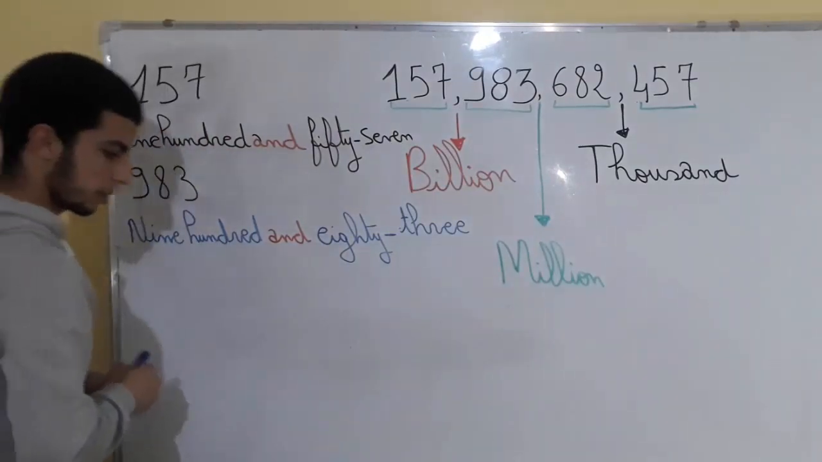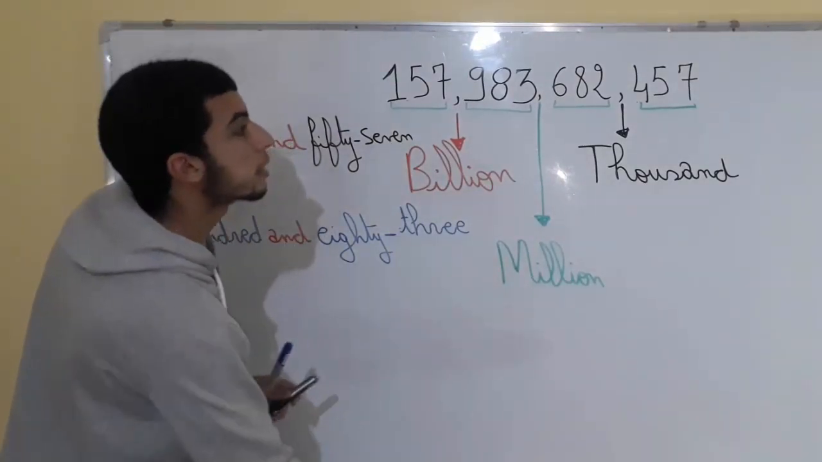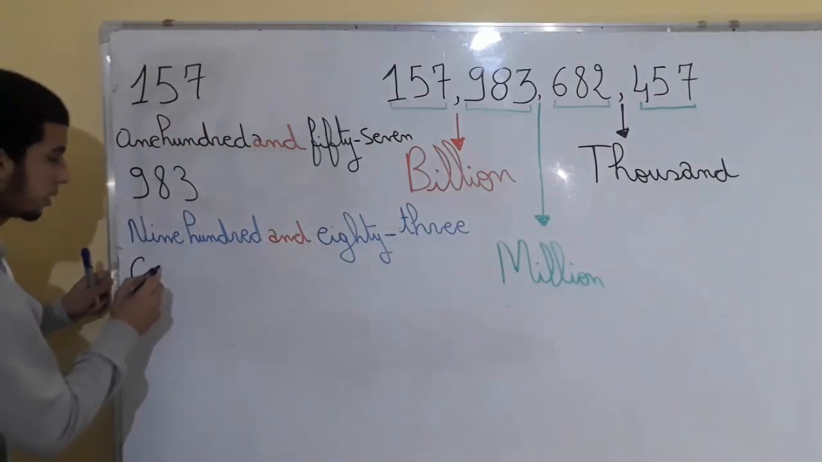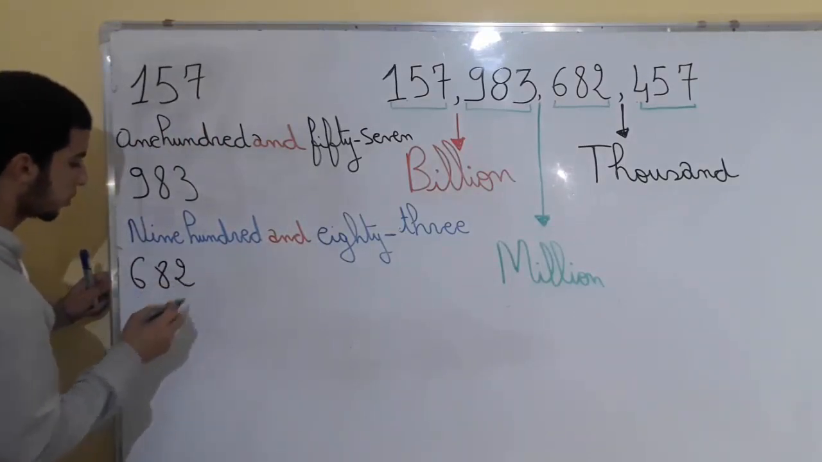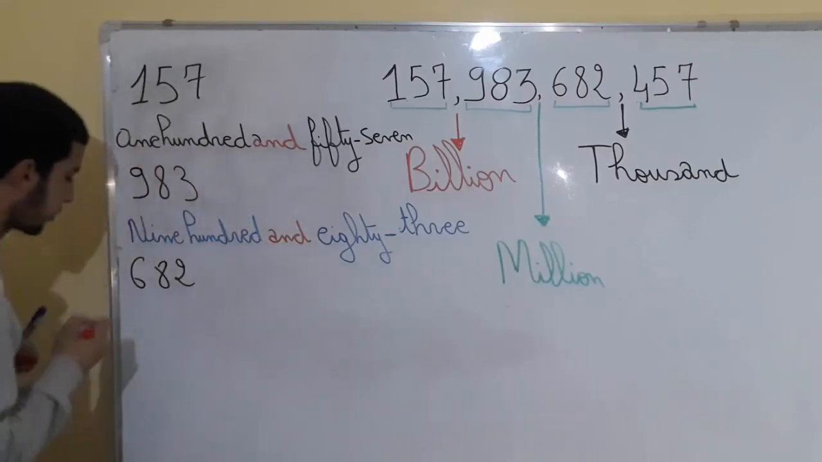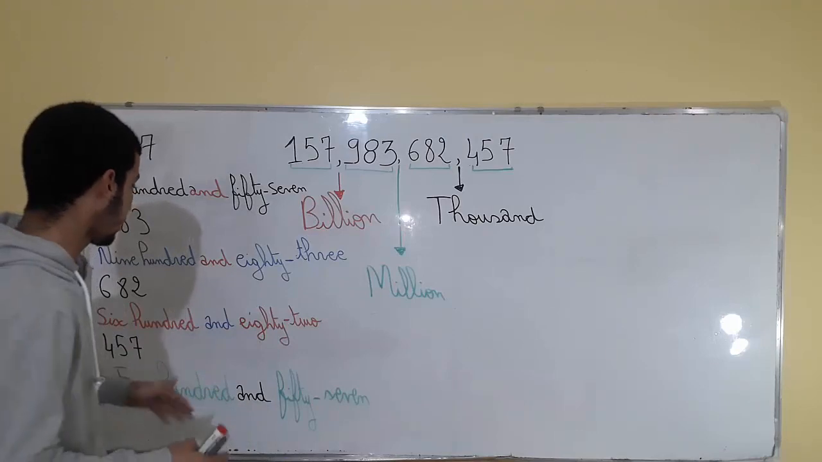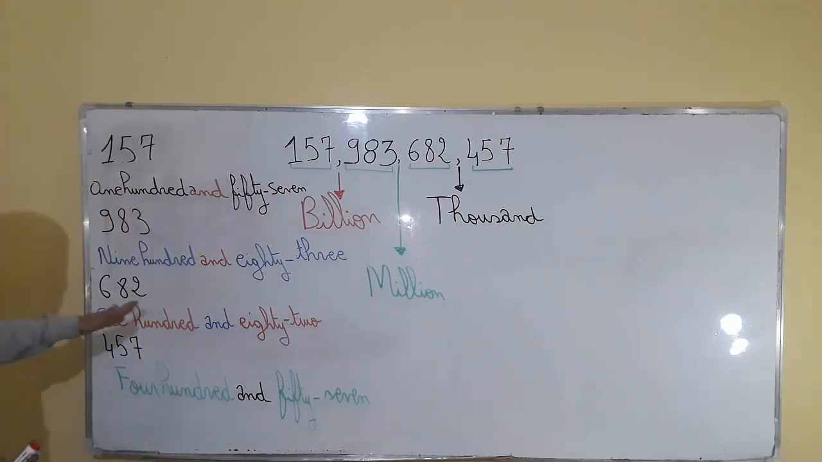This number is 682. So we write it 600. Great. Now I have written the other numbers. So this one and this one.